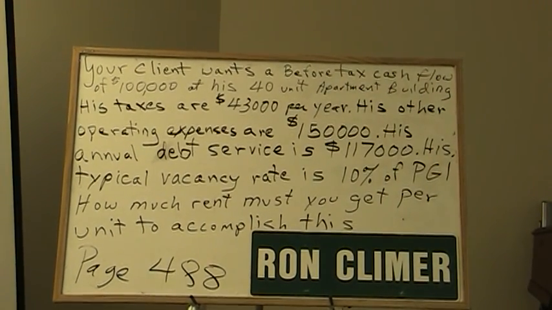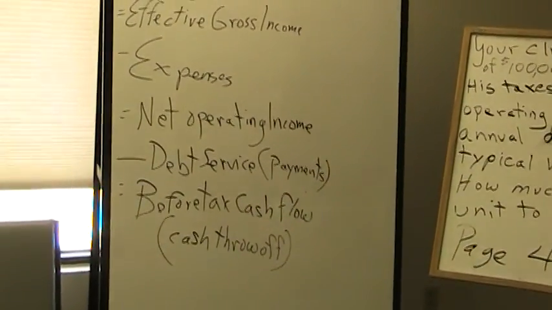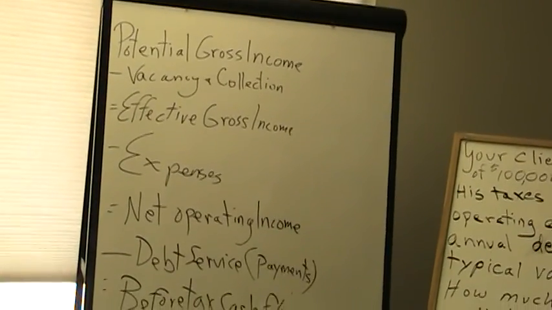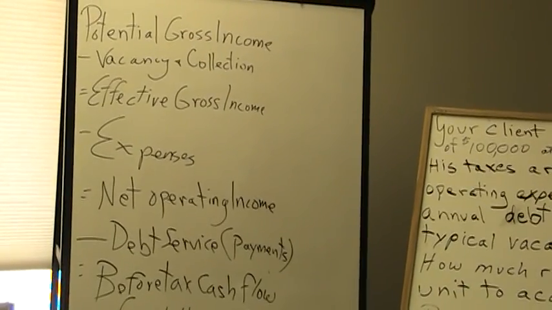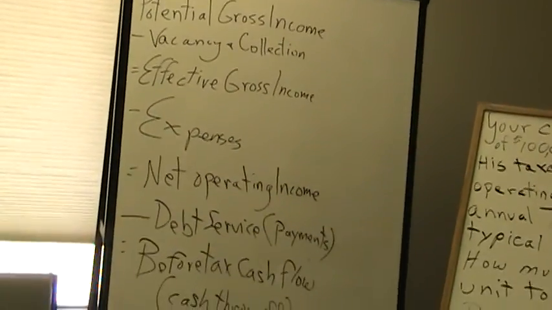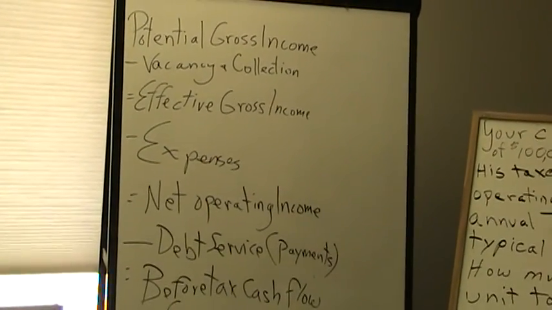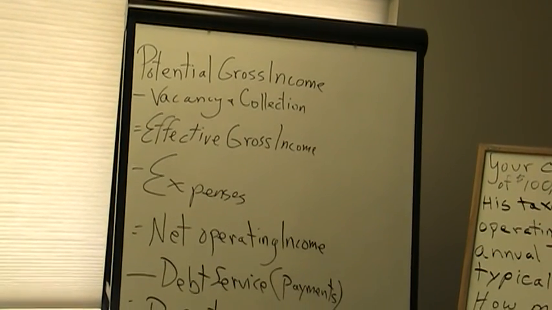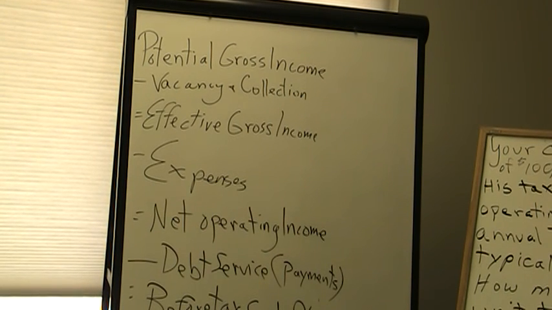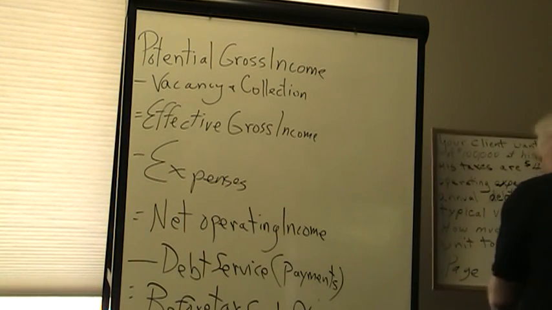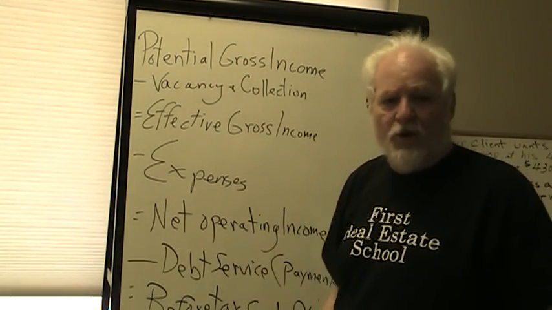Now, at First Real Estate School, we use the yellow book, and on page 488, there is a pro forma statement. Forgive me, I'm operating here with no cameraman and plenty of other obstacles, but we're going to show you how to do this if you'll let me. What I'm pointing this camera at now is called a pro forma statement or an operating statement, and you need this memorized.